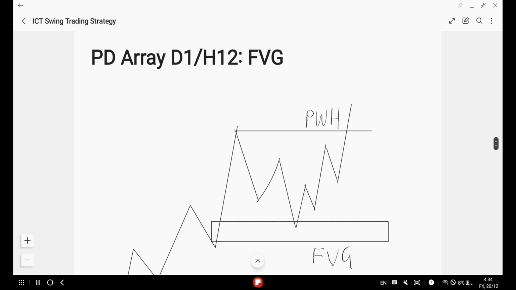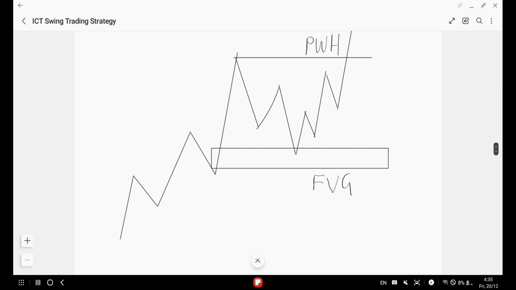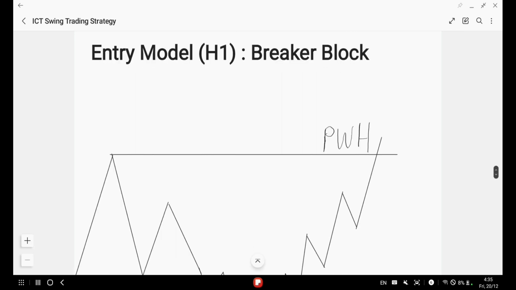PD array, that is the daily or H12 fair value gap. So basically, the current week trades into the range of the previous week's candle's fair value gap, that is a PD array, within the previous week's range, the candle range of the previous week. And we look for an FVG, and that's where we'll then drop to the lower time frame and look for an entry model, which is the breaker block.